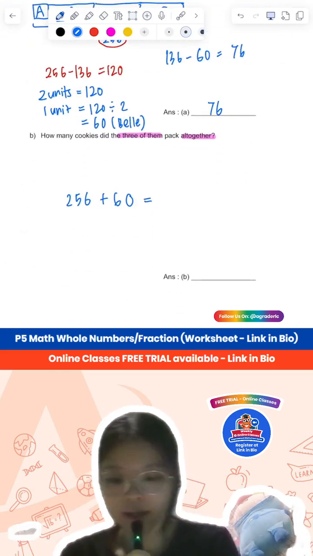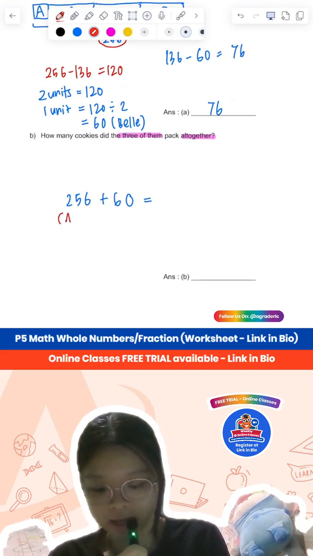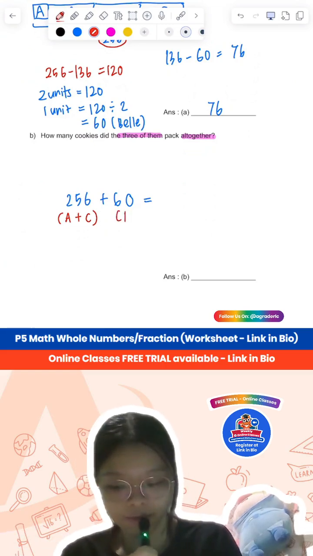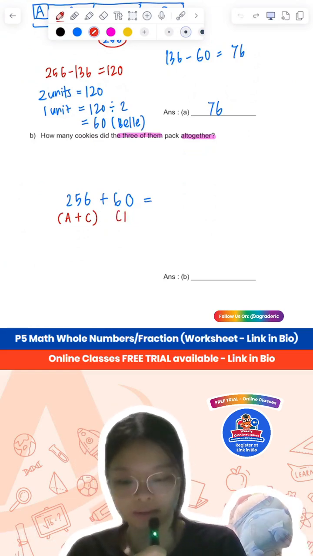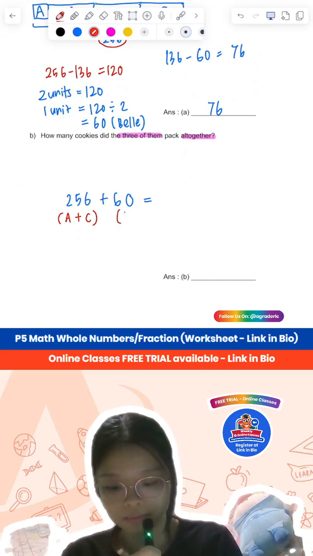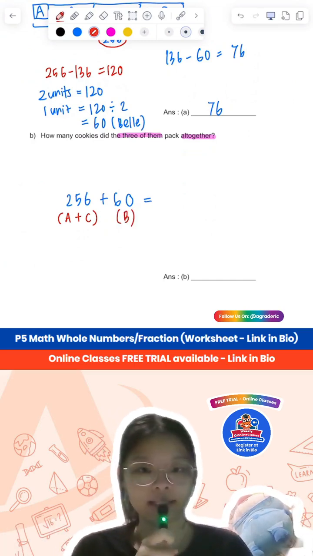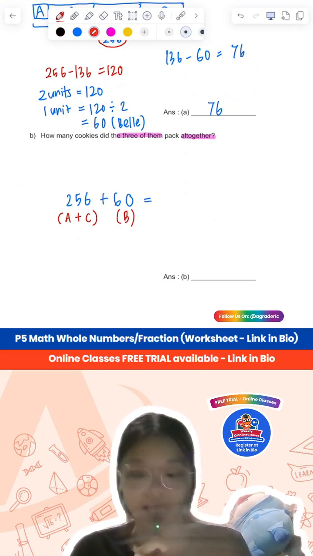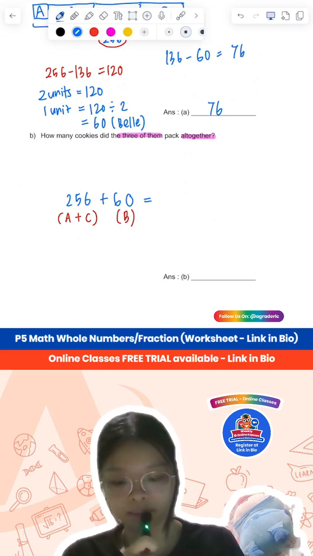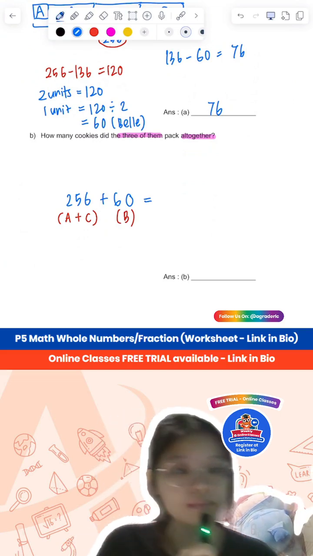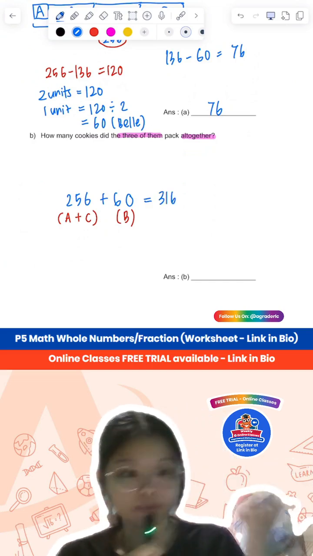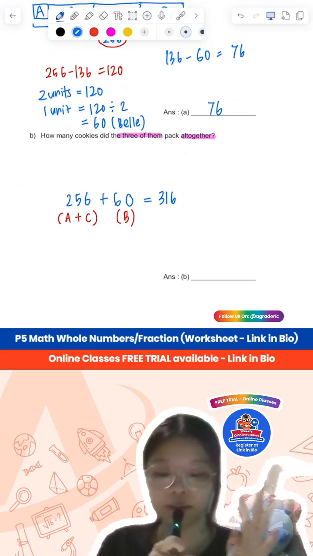Okay, why? Because this 256 is Ariana plus Candice, correct? And this 60 we found in part A. It belongs to Belle. Correct? So see, I can have Ariana and Belle and Candice without repeating anyone. So when I add these two numbers together, what number do you get? 316. Yes.